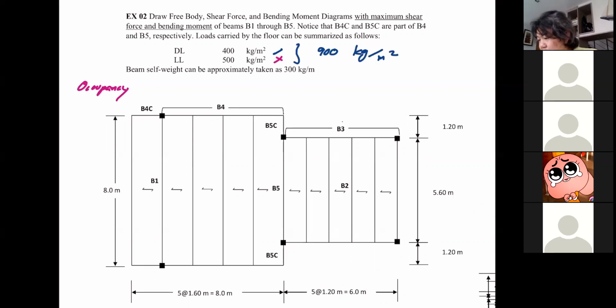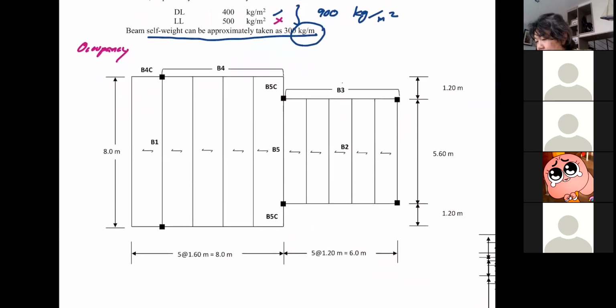Then we have the self weight of the beam. Please notice that this load is in the unit of kilogram per meter because it's the weight of the beam. Now when you look at B1, B1 is a simple secondary beam, a simple beam supporting the floor. This is going to be B1, this is B1, and that is B1.